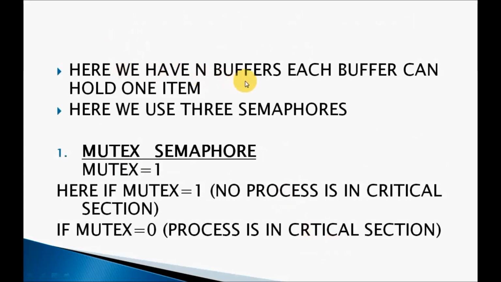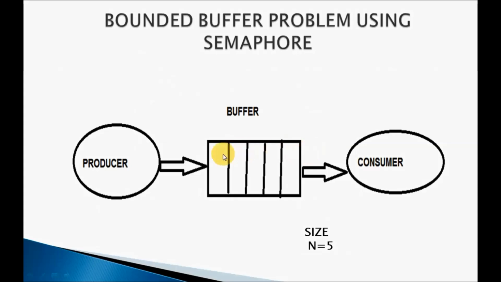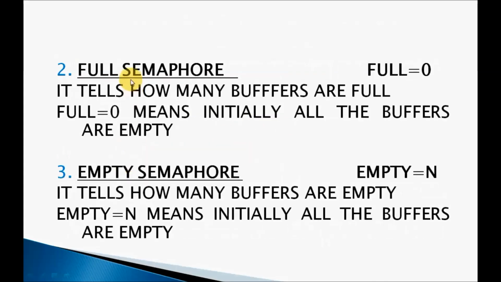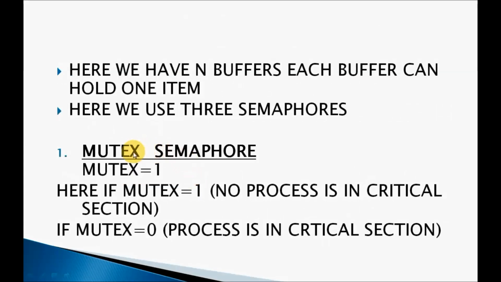So here we have n buffers. N is what here? 5. Each buffer can hold one item. You can see there 5 slots is there, right? So buffer can hold 5 items. Now here, to explain the bounded buffer problem using a semaphore, I am using 3 types of semaphores here, right? One is a mutex semaphore, another one is a full semaphore, and third one is an empty semaphore. So I will explain each semaphore in detail.